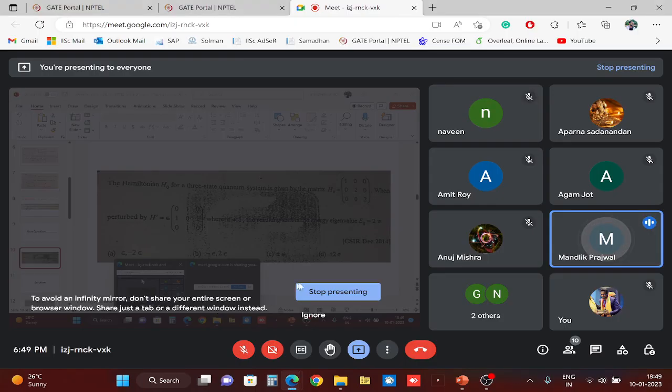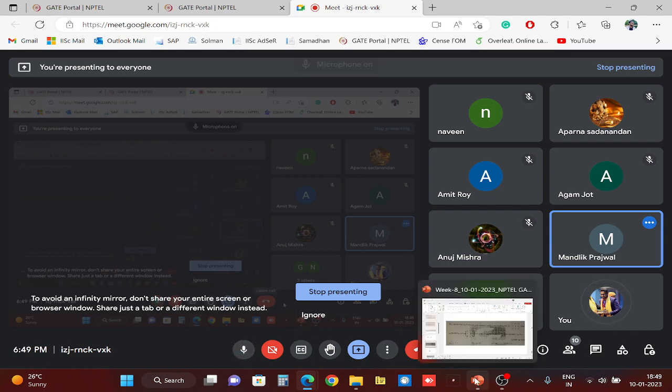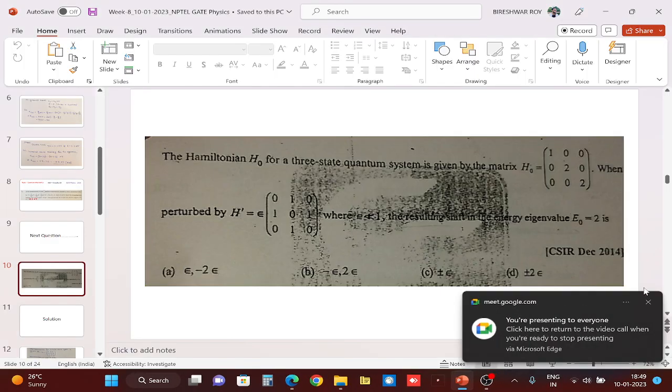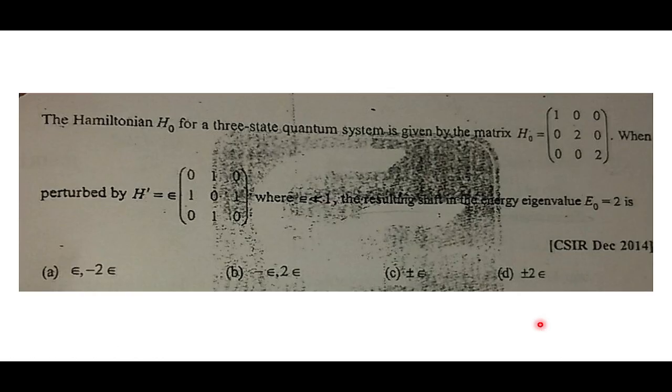Sir, is it C option? Just give me 1 minute. Yeah, please tell me. Who are you? Can you please tell your name? Prajwal, sir. Okay. Before going to the correct answer, I want to ask you how you solved that. I want to know the procedure.